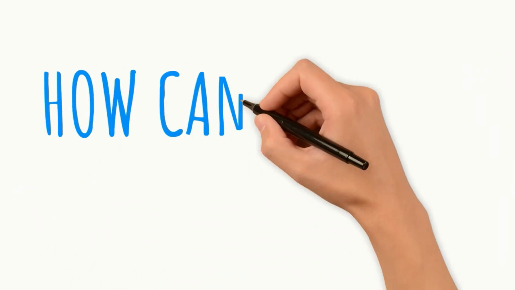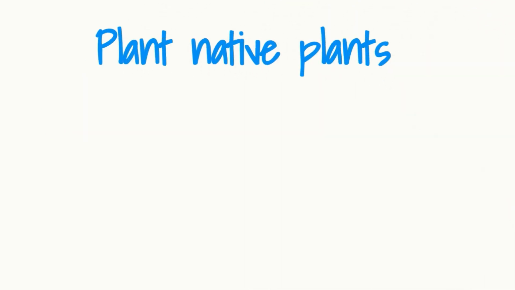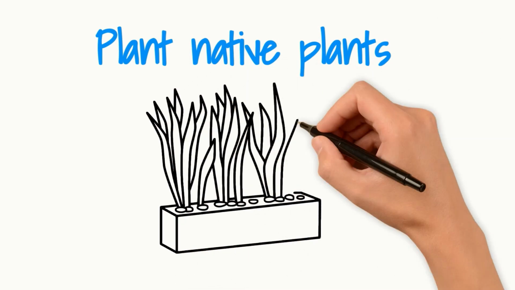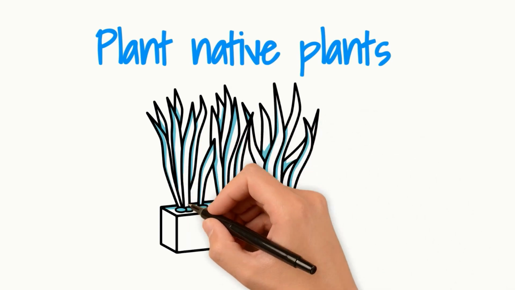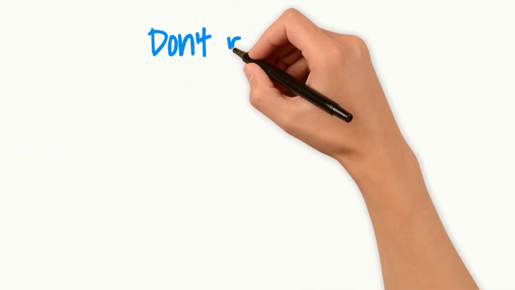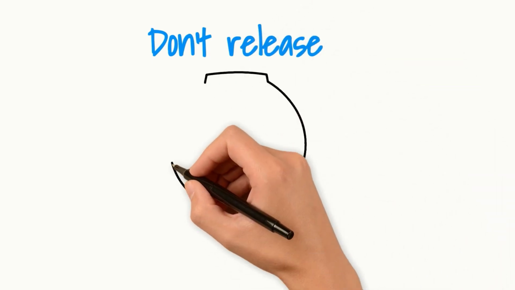So, what can we do to help? One way to curb the spread of invasive species is to plant native plants and remove any invasive plants in your garden. There are many good native plant alternatives to common exotic ornamental plants. Also, don't release aquarium fish and plants, live bait or other exotic animals into the wild.